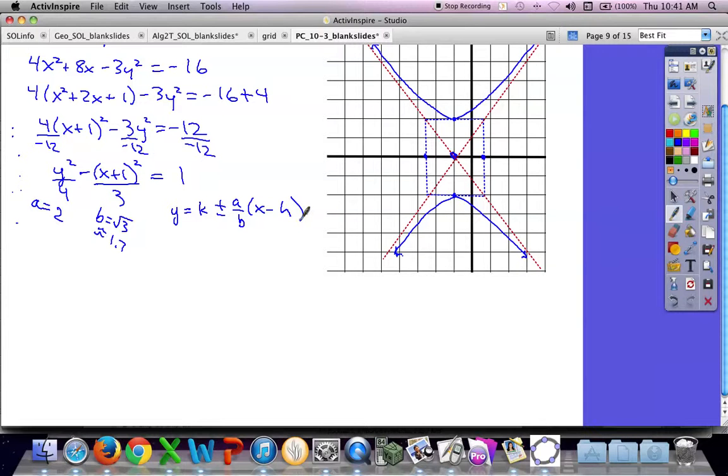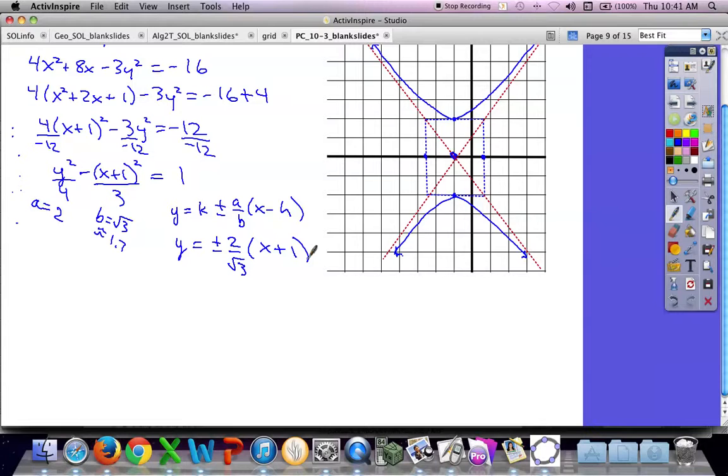And we know the H, K, right? The K is 0, the H is negative 1. So y equals, A was 2, B was the square root of 3, and X plus 1.